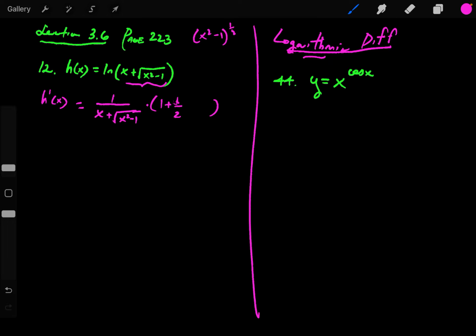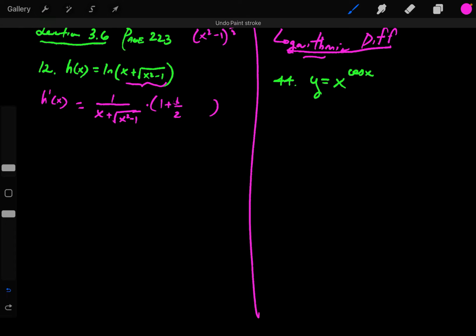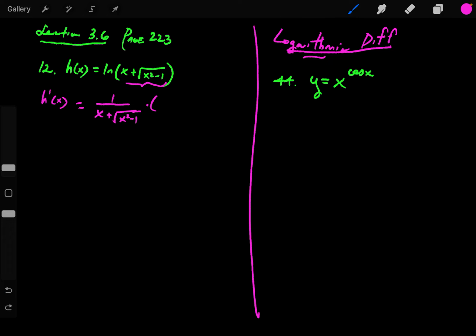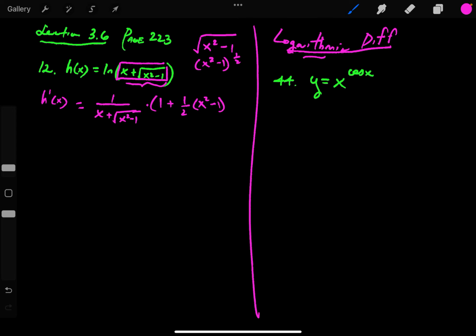It's going to be 1/2 times x squared minus 1, and I put too few parentheses, so let's go back. Let's make this more clear. So let's not close it off yet. Okay, so again, I'm looking for the derivative of this inside piece. So it's going to be 1 plus the derivative of this. This is the square root of x squared minus 1, which is the same thing as x squared minus 1 to the 1/2. And the derivative of that is, if you bring down the 1/2, you get x squared minus 1 to the negative half times the derivative of the inside, which is 2x. And then you close it off again.